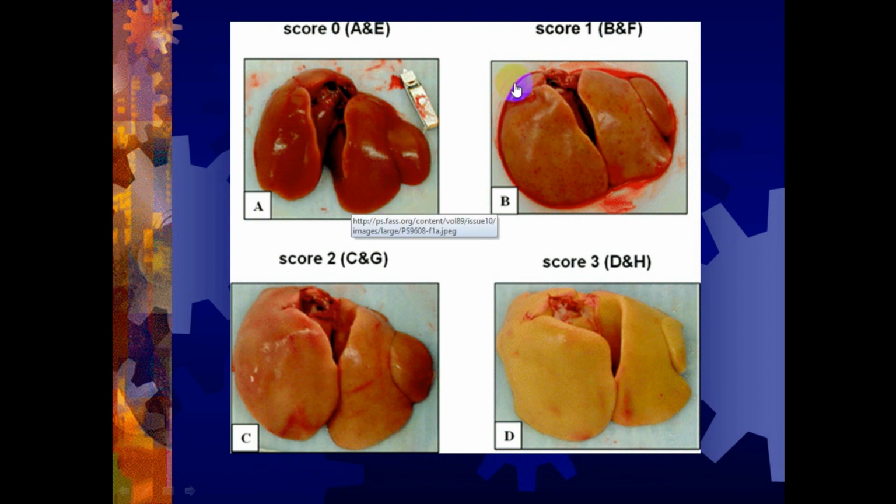This is a normal one, and this one is mildly affected by aflatoxicosis. If it's more severely affected, the color of the liver will be more pale, yellowish pale. Okay, a higher score will have more pale color features.